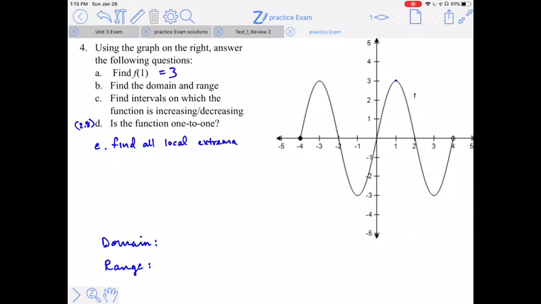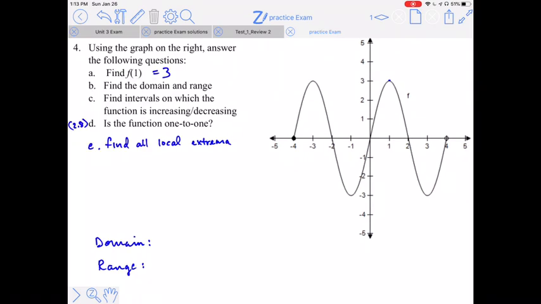So the domain, remember, is the set of all possible x values. We have an x value here of -4, -4, 0. -5 is not in the domain because if I try to find a point on the graph that has an x value of -5, there are no points on the graph here that have x values of -5, so -5 is not in the domain.